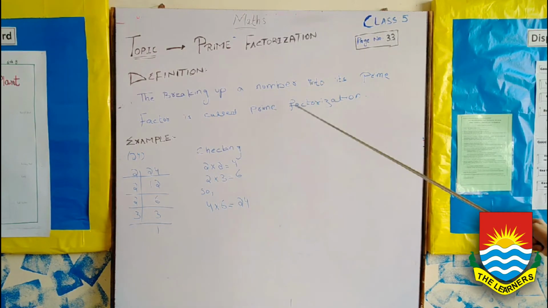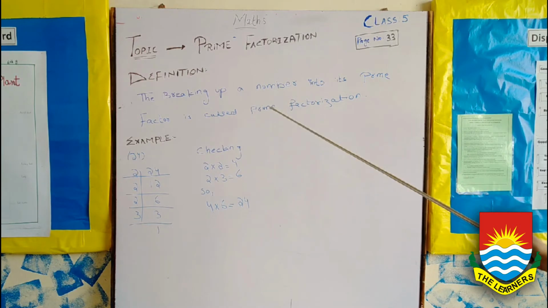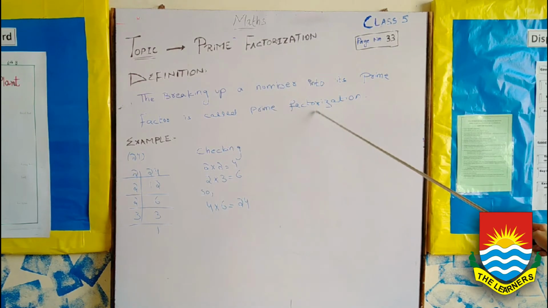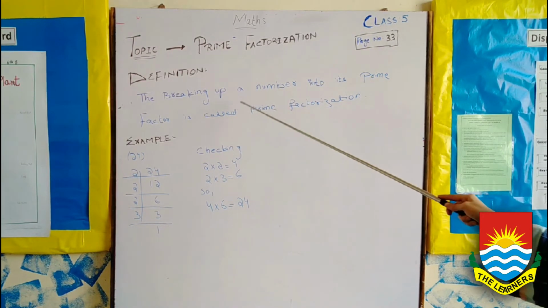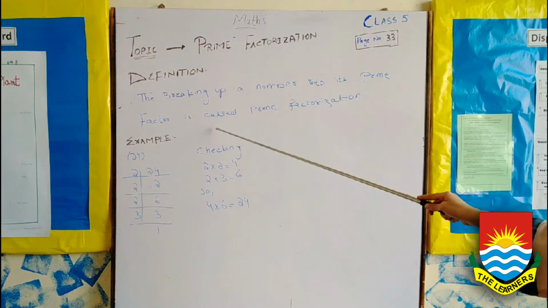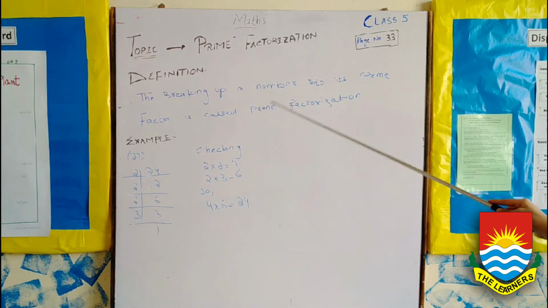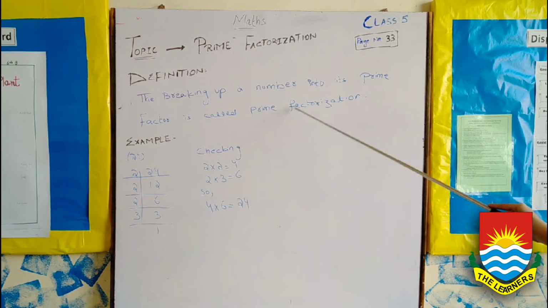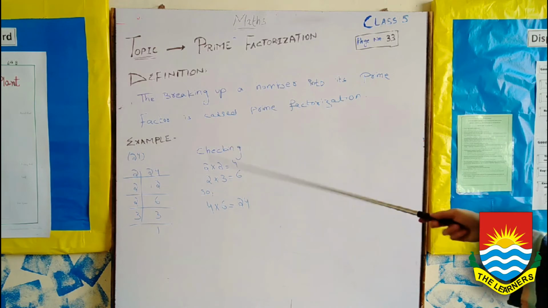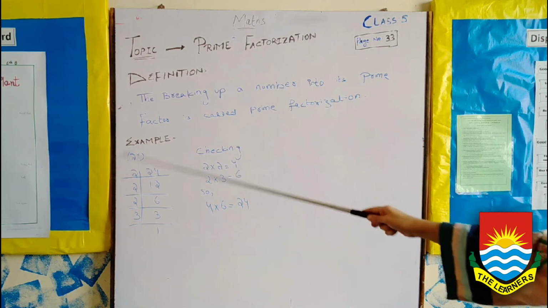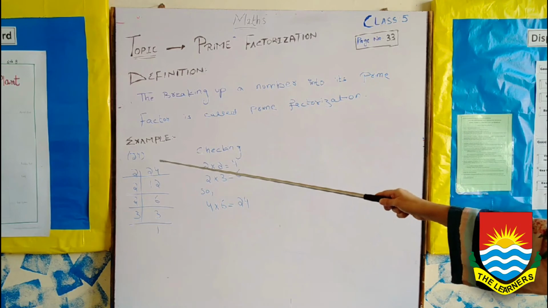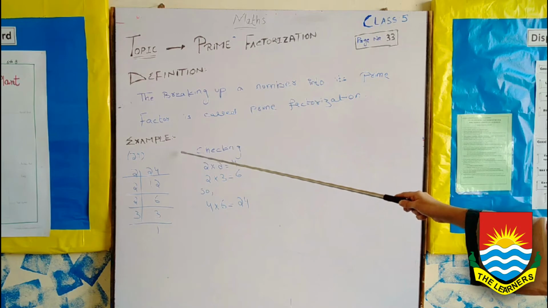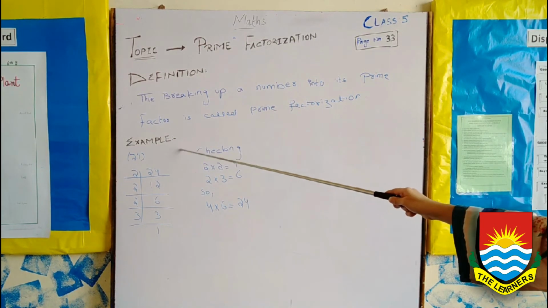For example, the breaking of a large number into smaller pieces or smaller numbers is called prime factorization. Breaking of one large number into its smaller pieces or smaller numbers is called prime factorization. For example, here we took the number 24. We have to divide it. We took 24 as a product of its prime factors using the division method.